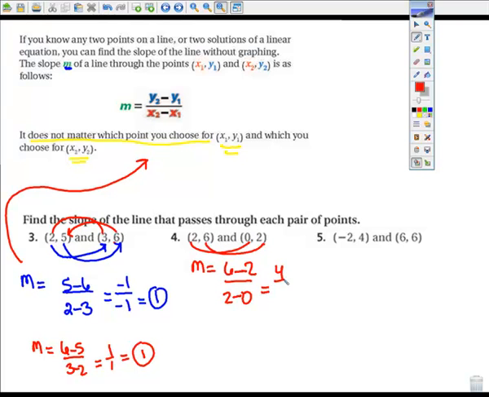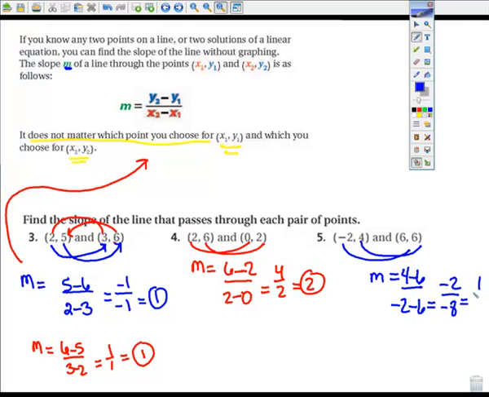That gives me 4 over 2, which simplifies to a 2. And then the last one on here, I'll do 4 minus 6 over -2 minus 6. 4 subtract 6 is -2. -2 subtract 6 more is -8. This simplifies to a +1/4.